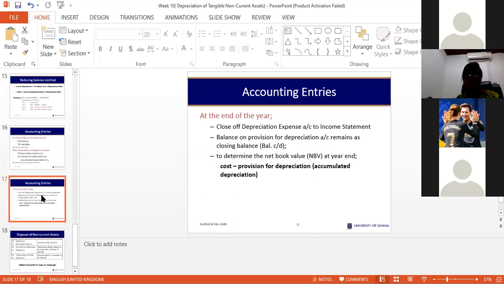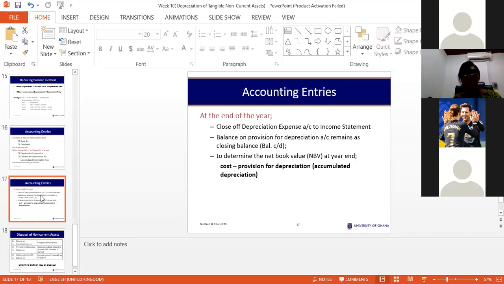At the end of the year, you balance the expense account and send it to the income statement because it's an expense. The balance on the provision for depreciation remains, because it's just an account to accumulate the amount we have spent, to recoup it. We have already spent the amount, so we are just trying to recoup, and the recouping is through the income statement, so we see how we are faring. That balance still remains.